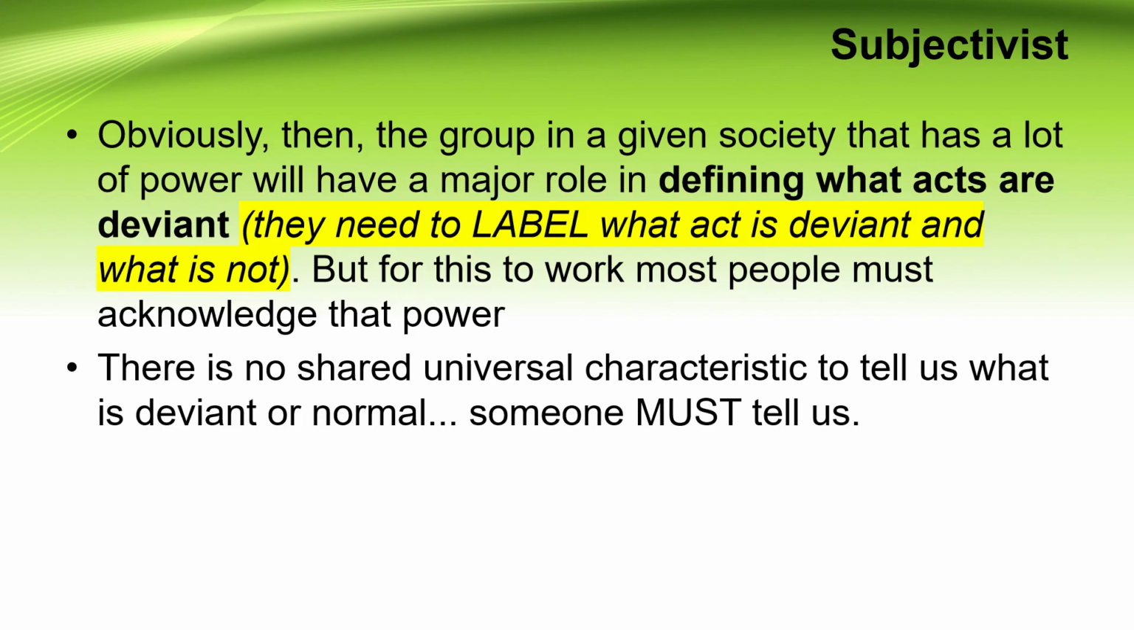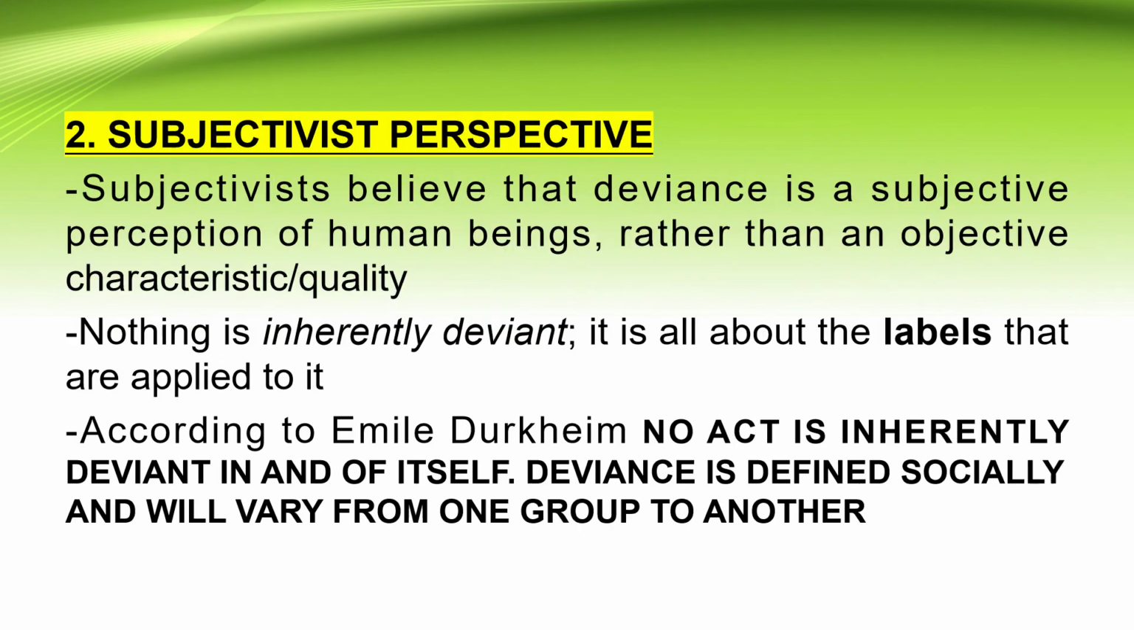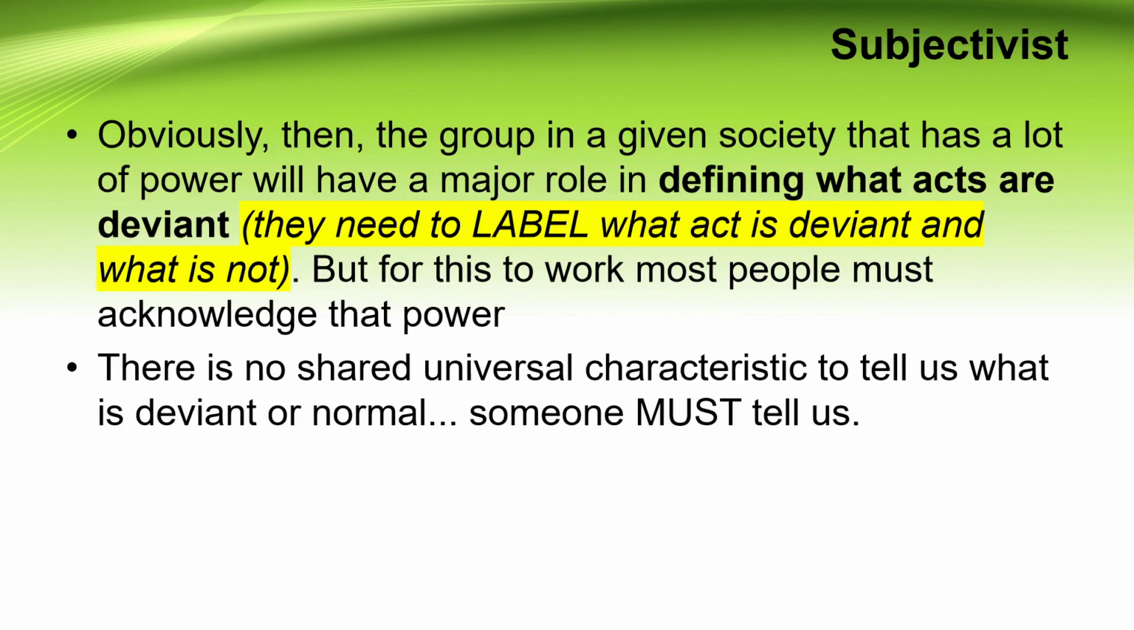So it's still dependent on the society and those who hold the power. They need to label what act is deviant and what is not. But for this to work, most people must acknowledge that power. There is no shared universal characteristic to tell us what is deviant or normal, so someone must tell us. So that is the subjectivist perspective. And that is the end of our discussion in Introduction to Social Deviance.